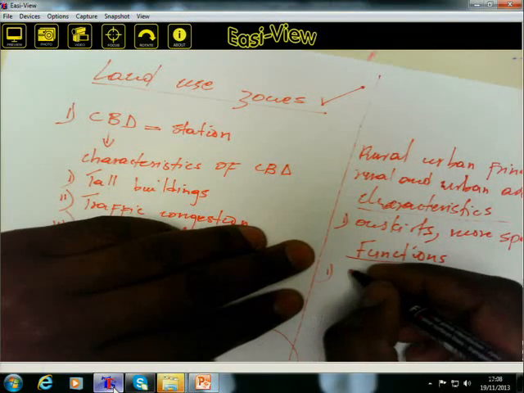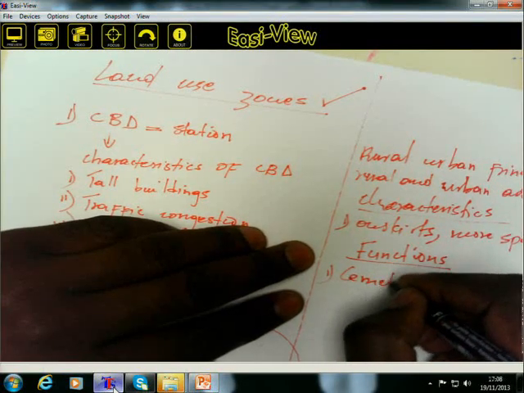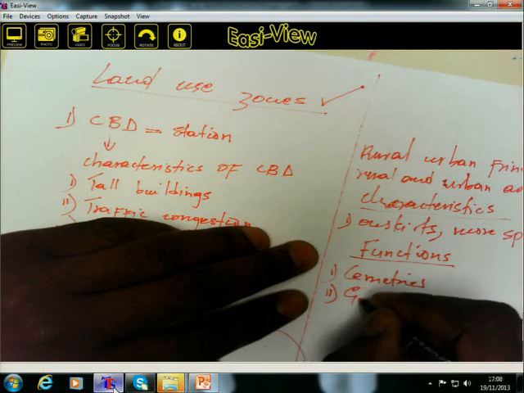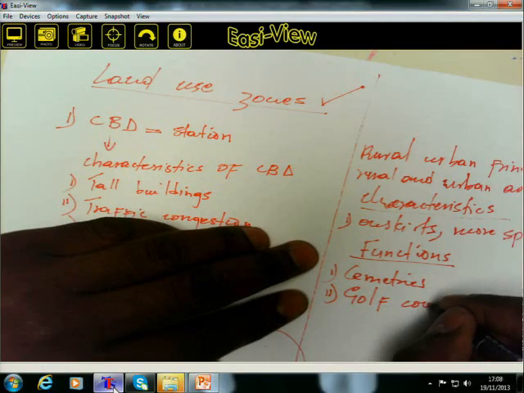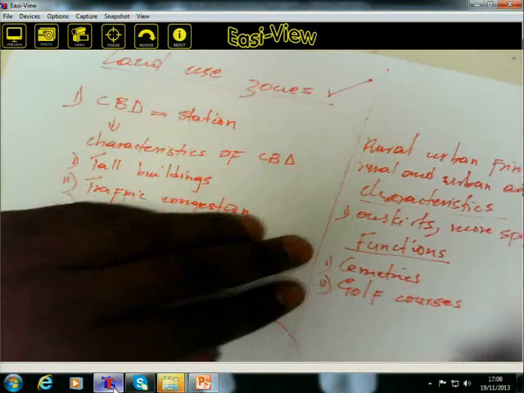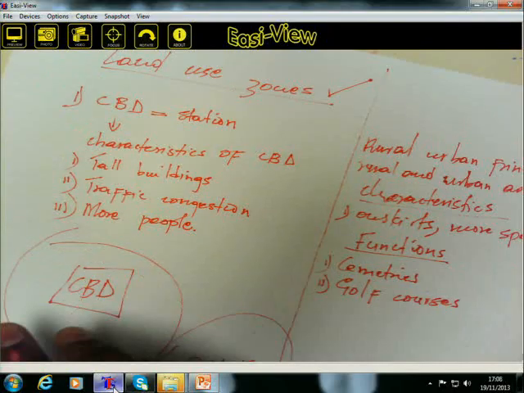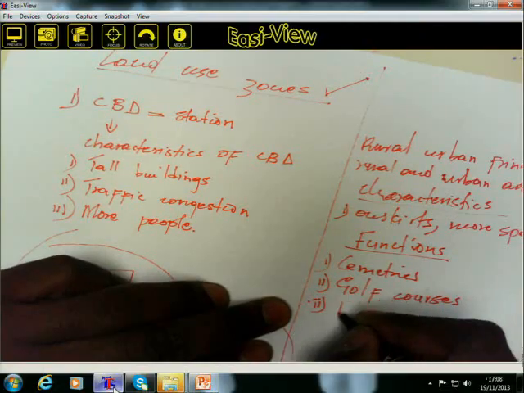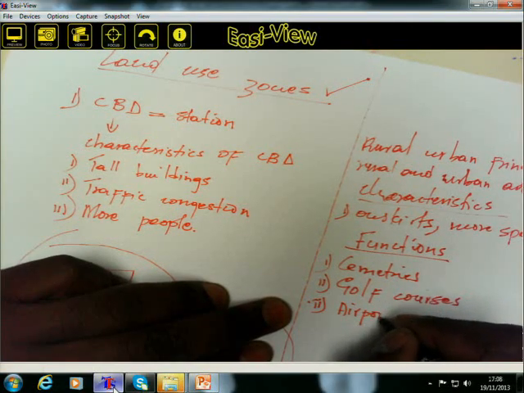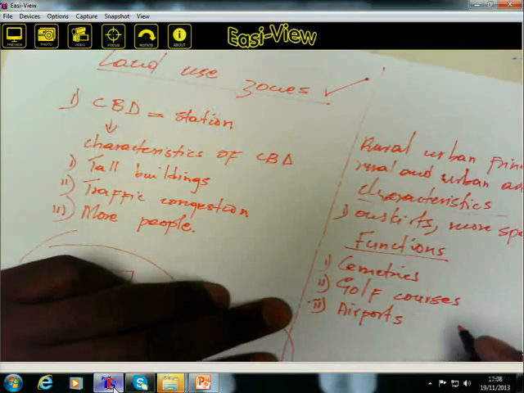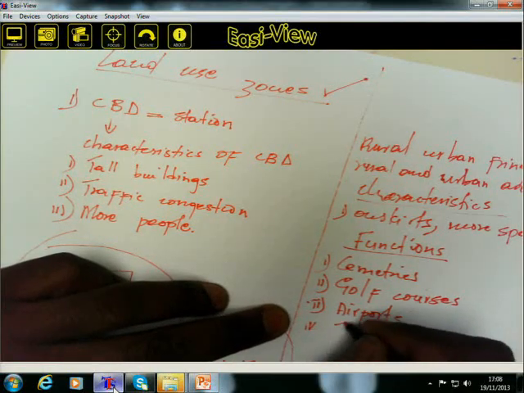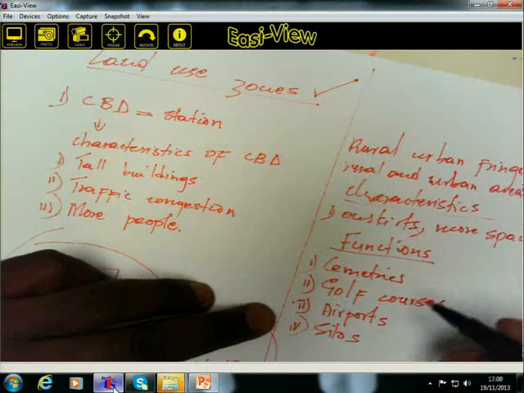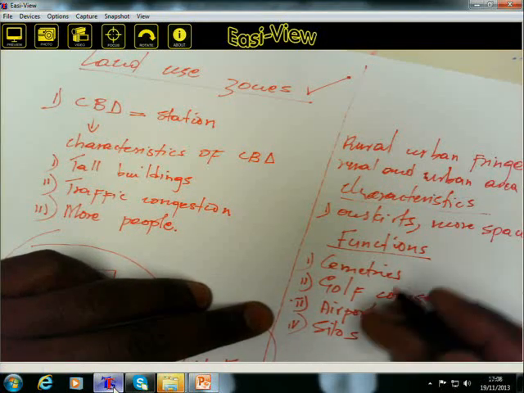You get functions like your cemeteries. We get functions like your golf courses. This is part of the information that you must carry to paper 2. You've got functions like your airports, and then you've got functions like your silos. Remember the silos where we store food. And for each and every one of them, there's a reason why you get it.